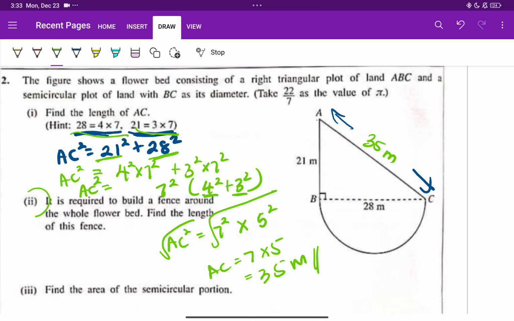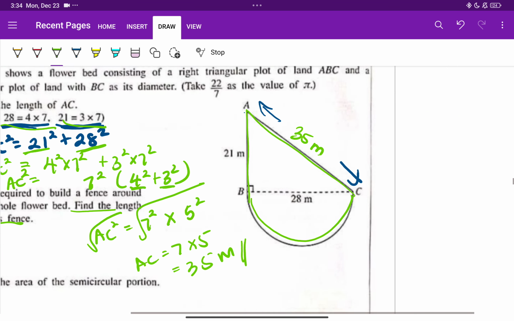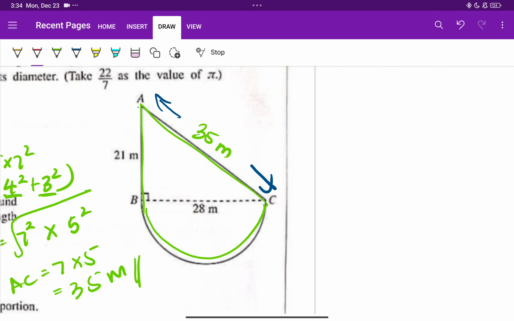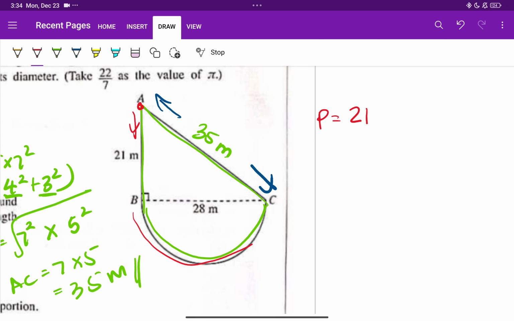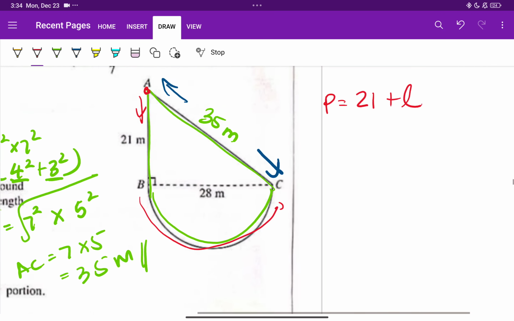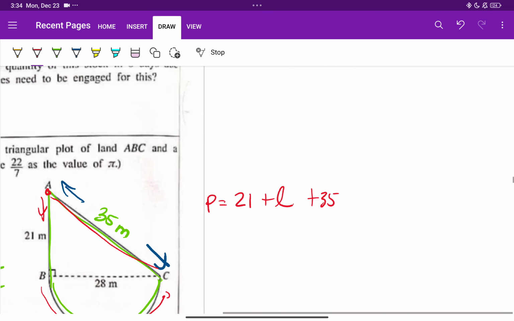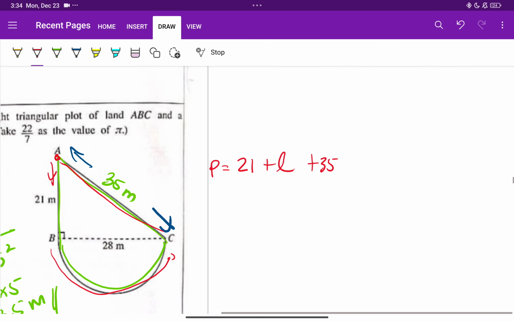Okay, the second part of the question asks us to find the length of the fence built around the whole flower bed, right? So they say it is required to build a fence around the whole flower bed. Find the length, which means basically they are asking us the perimeter of this shape. So for the perimeter, I'll start from A and let's move this way. So that's 21 meters, and then there's an arc. We do not know that length, so I'll mark it as L, and then we'll have to move another 35 meters, right?